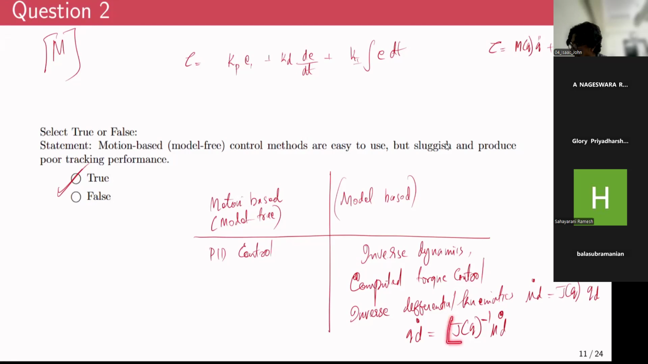So, depending upon the actual structure of your robotic manipulator, this J of q inverse would be scaling this mu desired dot. So, q desired dot can be appropriately selected. I hope that is clear in that regard.